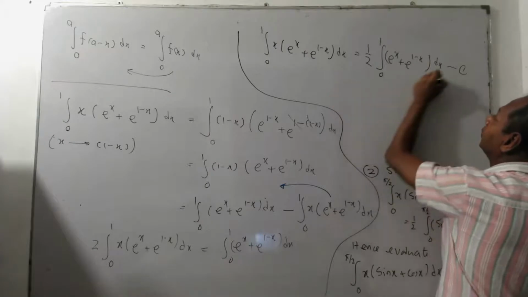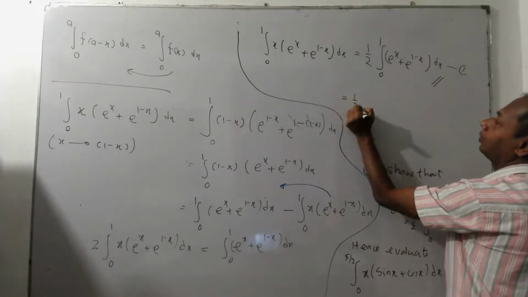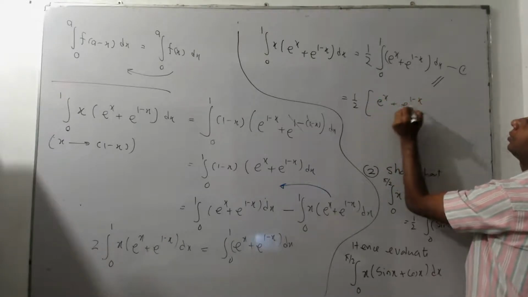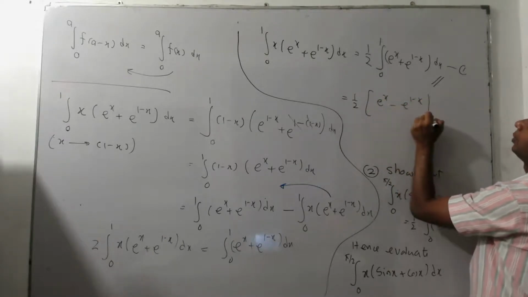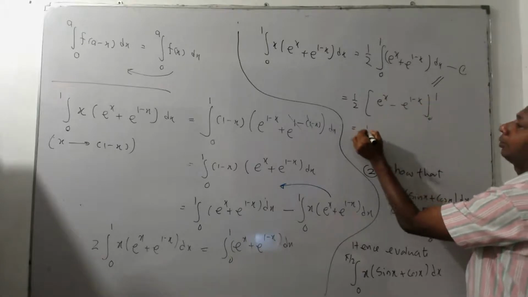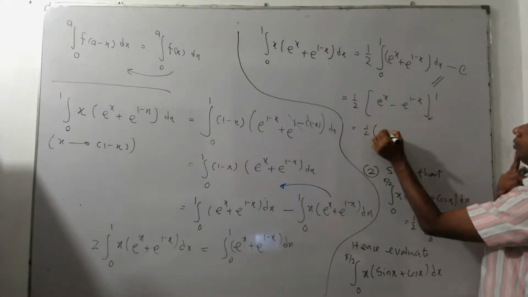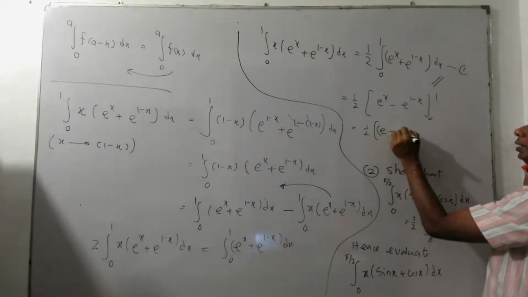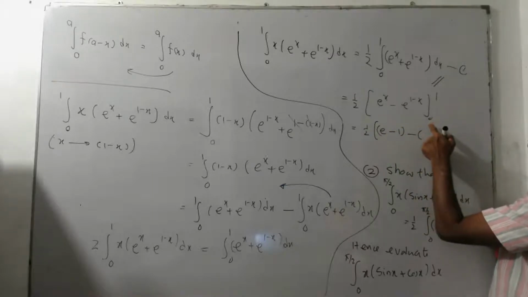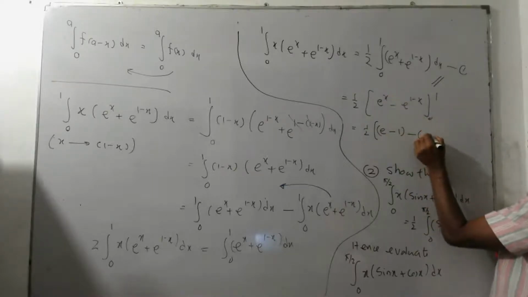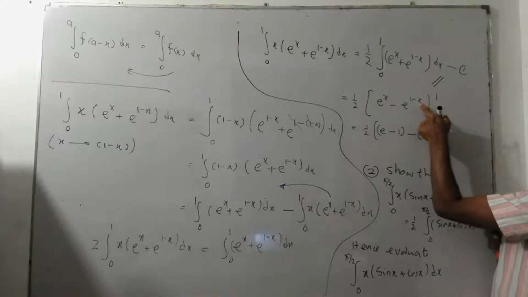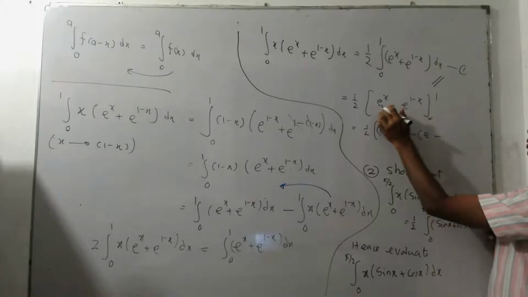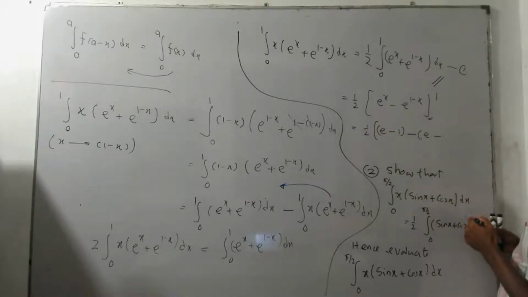So this is the first answer. And now it is equal to e^x plus e^(1 minus x) over minus 1. When x is 1, you get e minus e^0. e^0 is 1, minus when x is 0.